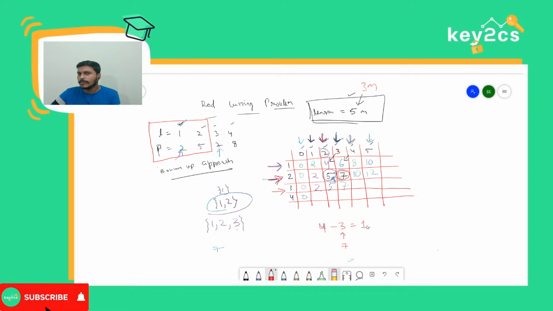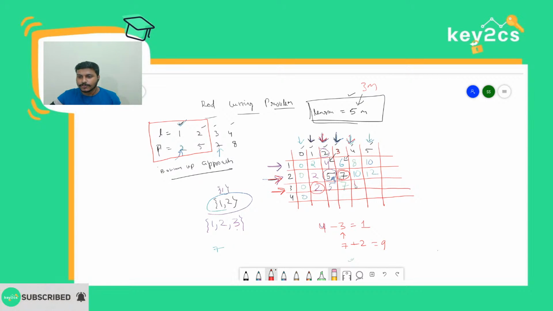Do I need to think about 1 meter? No. Just in the same row, just go to the column value 1. This is the value 2. 2 is the profit to make 1 meter. So the answer is 7 plus 2, that is 9. What is the previous value, guys? Current profit you are getting 9. Previous profit was 10. Which is maximum? Previous profit. So you would go with previous profit, that is 10. So you will not take this 3 meter rod. You will go with the previous combination, which would give you the maximum profit.